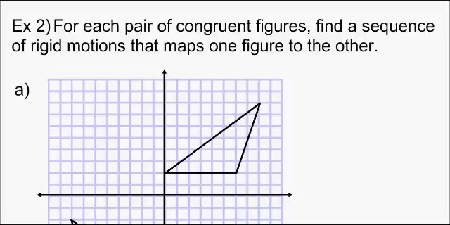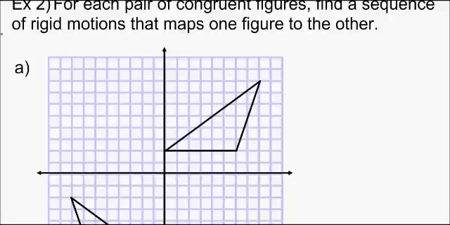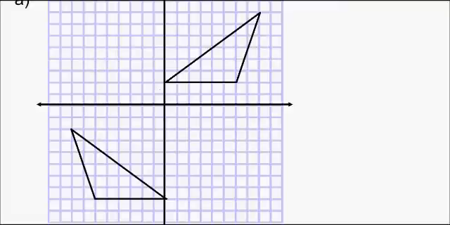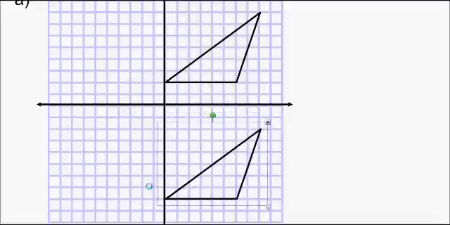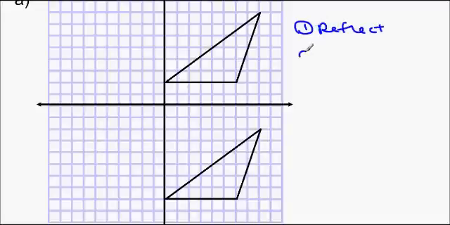Example 2. For each pair of congruent figures, find a sequence of rigid motions that maps one figure to the other. For these ones, I know that my two figures are definitely congruent, so that's given to you. What I want to start out by doing is just look at these. I notice that the triangles look like they're pointing in different directions. So I think the first thing I have to do is flip this or reflect it across the y-axis, and that would give me here. So first I'm going to reflect across the y-axis. But my two figures are still not overlapping.